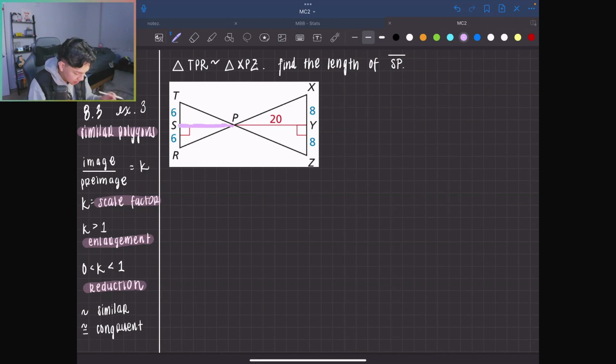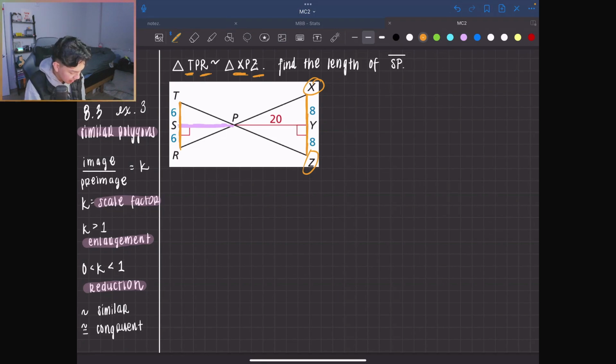So triangle TPR is similar to triangle XPZ. So I notice two side lengths here. We have X all the way to Z over here, and then T to R. These look like they're going to be similar. And it's true because X to Z is in the same position as TR. So they are corresponding here.